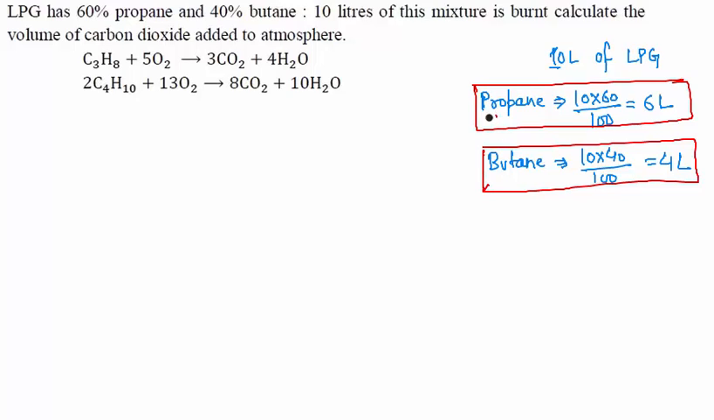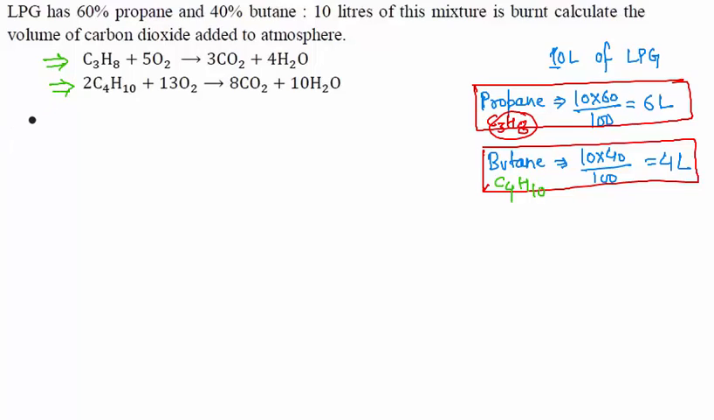Okay, and what is the molecular formula for propane and butane? For propane it is C3H8, and for butane it is C4H10. Now when you are dealing with a problem of stoichiometry or mole concept, and there is some reaction, some reactants reacting and some products forming, the first and foremost thing you have to do is write the chemical reaction and then balance it. Fortunately, the balanced chemical reaction is already given here.